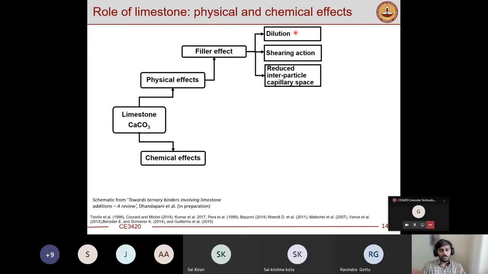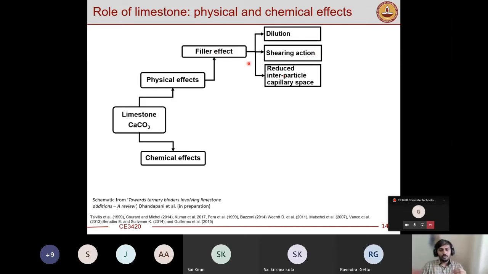One is dilution. Dilution means you are substituting clinker with something which is not so reactive, which means you are diluting your hydration product. The amount of hydration product which is present will be lower because limestone does not react as much as clinker. The second effect is called the shearing action. Shearing action is because when you have a limestone particle which is not reacting, when you mix cement, it will shear and create a lot of sites on your clinker grain where reaction can happen much faster, right?